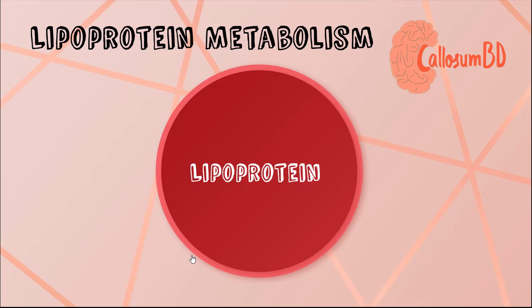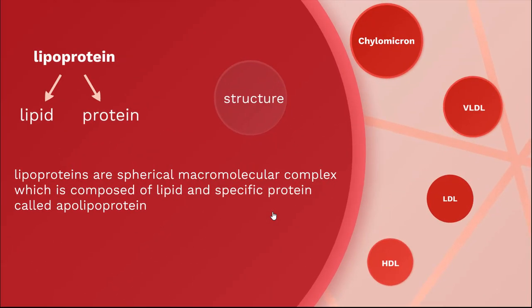Today we're going to discuss a very interesting topic, which is lipoprotein metabolism. At first we need to know what lipoprotein is. From the name we can guess that lipoprotein is composed of lipid and protein, so it's a complex lipid. The protein portion of lipoprotein has a special name, which is called apolipoprotein or simply apoprotein. By definition, lipoproteins are spherical macromolecular complexes which are composed of lipid and specific protein called apolipoprotein.